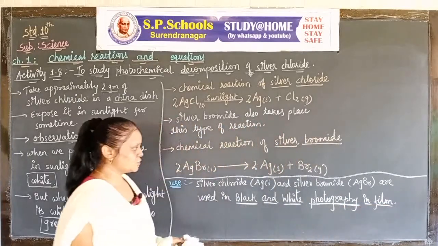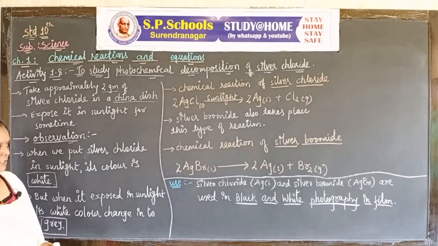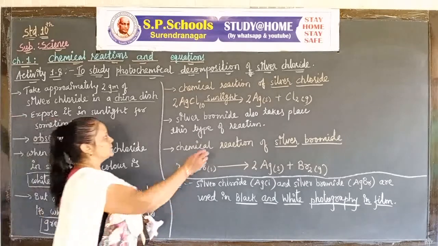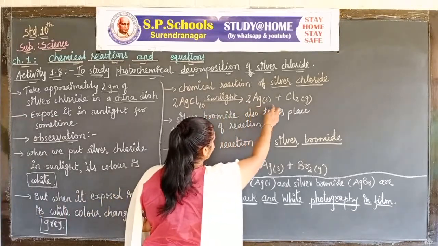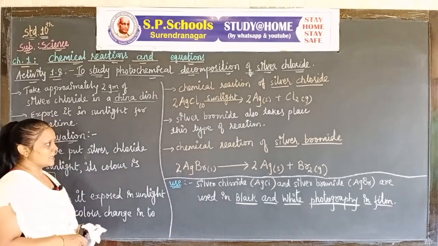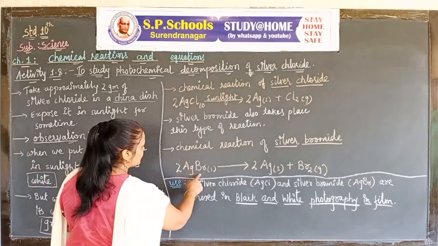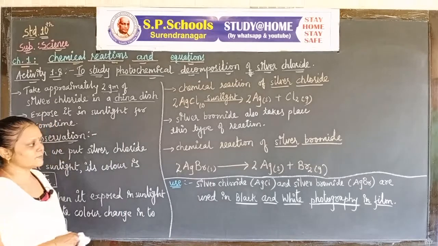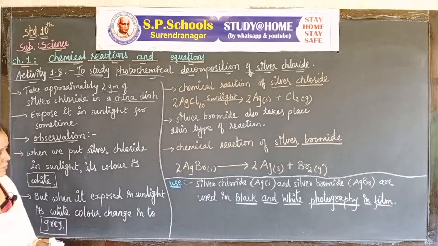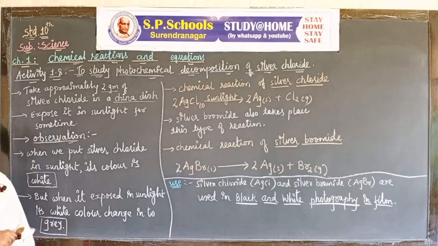So in this activity we learn photochemical reaction with the example of silver chloride. AgCl, in the presence of sunlight, gives 2Ag plus Cl2. Along with silver chloride we also learn silver bromide. The chemical reaction of silver bromide is 2AgBr gives 2Ag plus Br2, and the most common use of silver chloride and silver bromide is black and white photography.